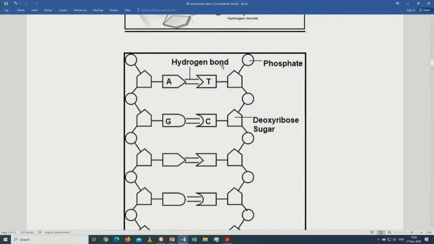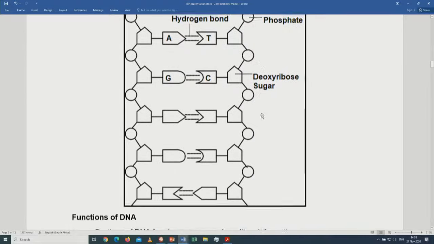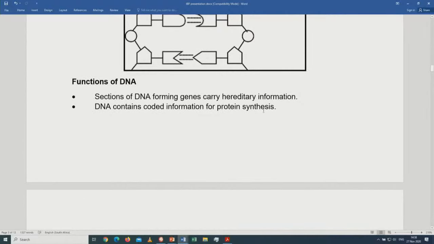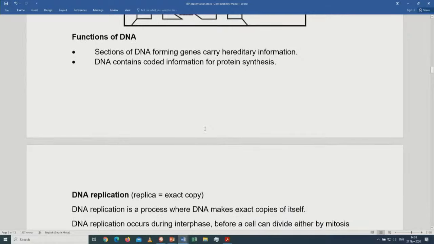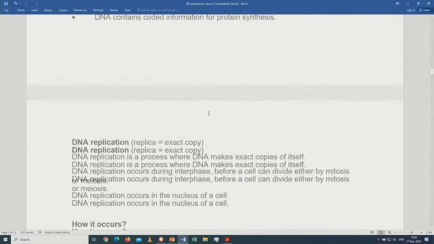And we know that the bond that joins 2 nitrogenous bases, the bond that joins 2 nitrogen bases, we call a hydrogen bond. And we also indicated that DNA consists of a phosphate portion and the sugar, which is the deoxyribose sugar. The functions of DNA are that they form genes that carry hereditary information, and DNA contains coded information for protein synthesis.